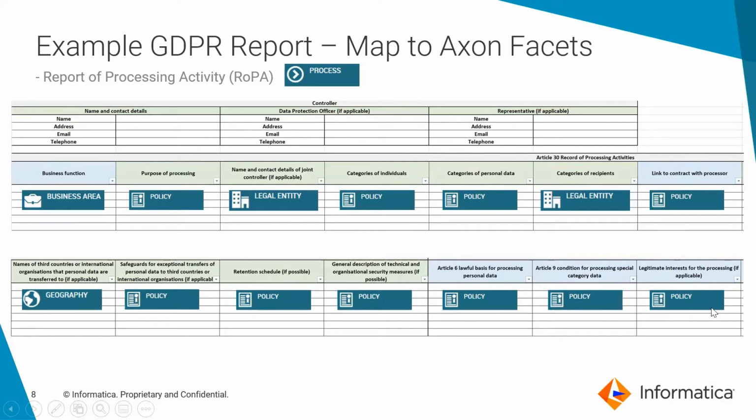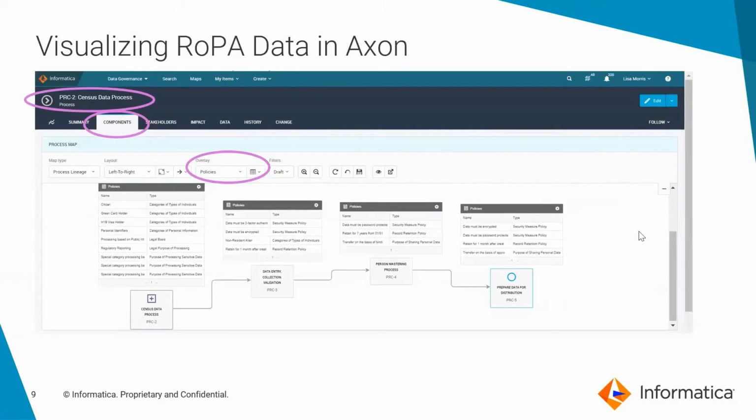So how does this look when you look at it in Axon? Here you can see a process map. I'm in the census data process facet, on the components tab, and that gives me this process map. In this case, I have a census data process. It's broken down into 3 sub-processes: the data entry, collection, and validation process, the person mastering process, and then the prepare data for distribution process.